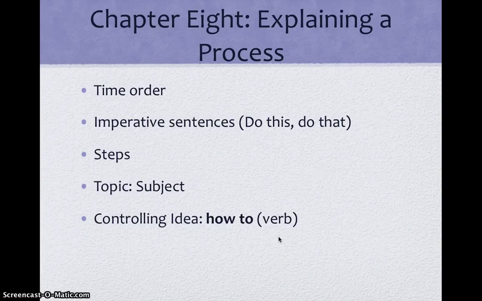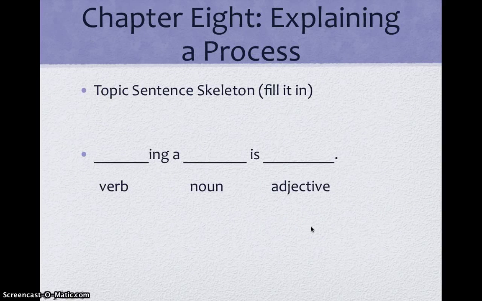Now, remember, when you are talking about topic sentences, it's always important to first of all identify the subject. What is the author teaching you how to do, or what are you teaching the reader to do? And then the controlling idea is going to contain that verb. So, remember that topic sentence skeleton that we went over in class. Verb, ing, a noun is adjective. Now, that may look complex at first, but let's fill it in and look at it in practice.